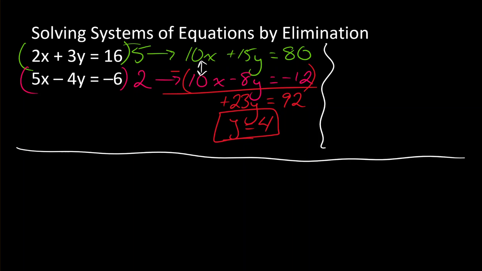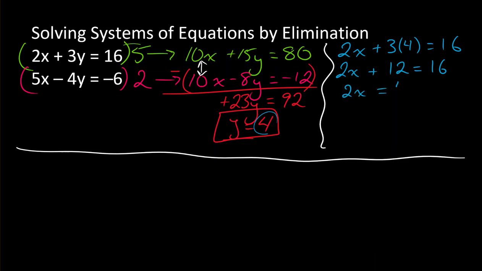Our y is 4. We're going to go back to our original equations, and we're going to use our original equations in order to get x. So 2x plus 3y, which is 4, equals 16. Okay. 2x plus 12 equals 16. If I subtract 12 from both sides, 2x equals 4. Therefore, x has to be equal to 2.